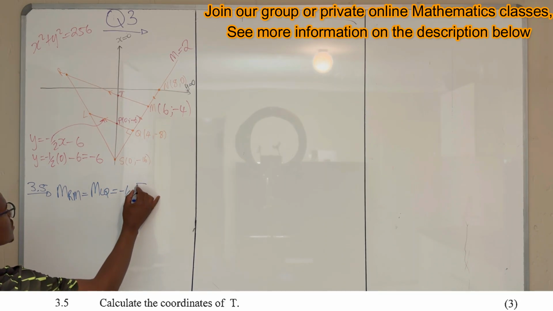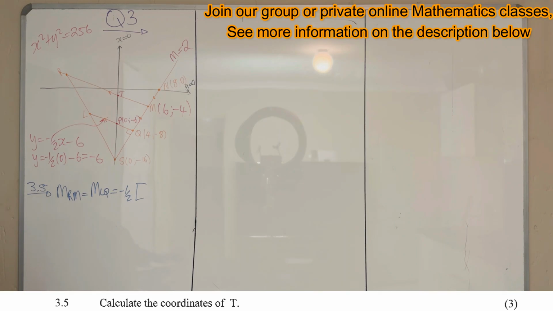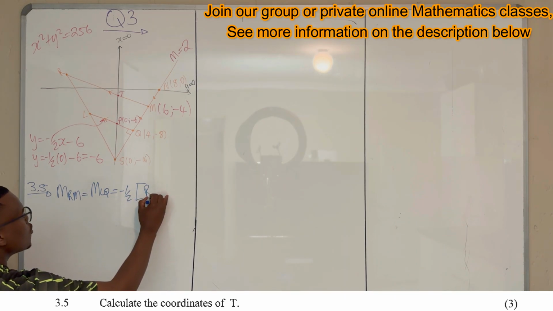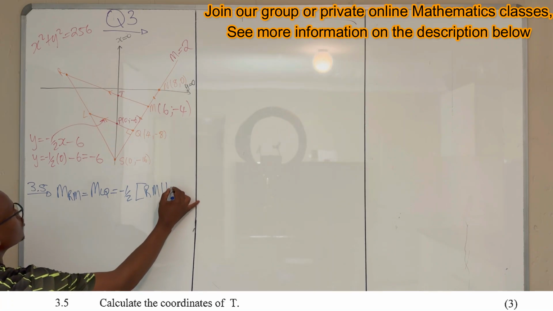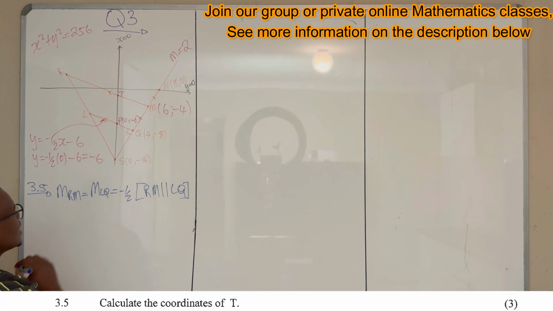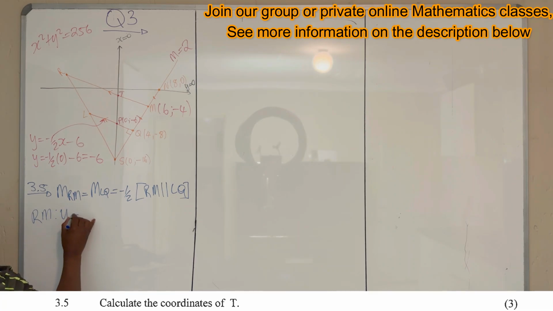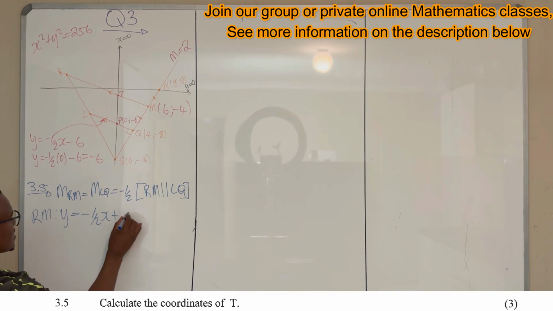Why? It's because these two lines are parallel, which means they have the same orientation. Therefore, they will have the same slope. Because your RM is parallel to LQ, that's why they are the same. So if you want the equation of RM now, say y is equal to minus half of x plus c. So what we need is to find the value of c.